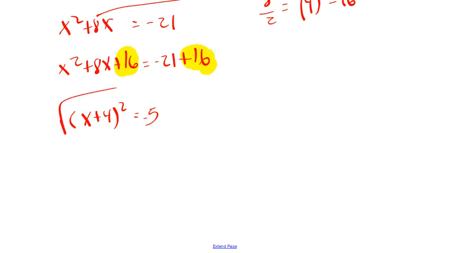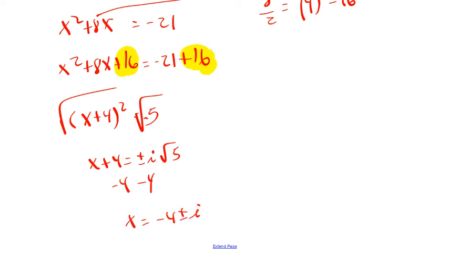So we're going to go ahead and take the square root of both sides. And we'll get x plus 4 equals the square root of negative 5. So that's going to be plus or minus i square root of 5, because that's a negative 5. So that's where the i comes from, because of the negative. And then radical 5. And then I subtract 4 from both sides. So I get negative 4 plus or minus i radical 5. And we're done with section 9.1.